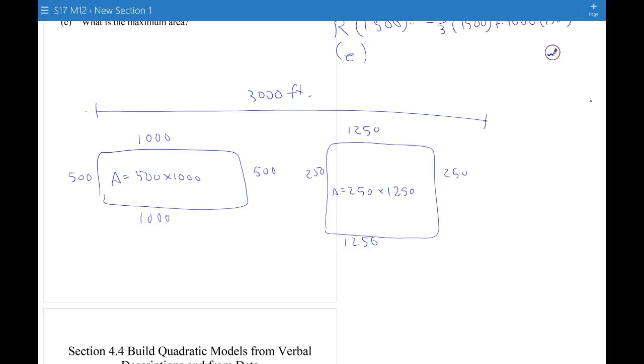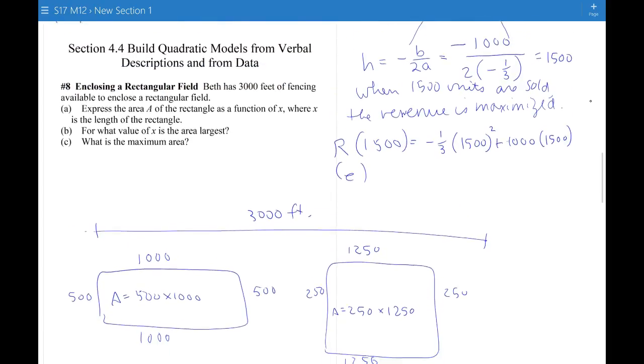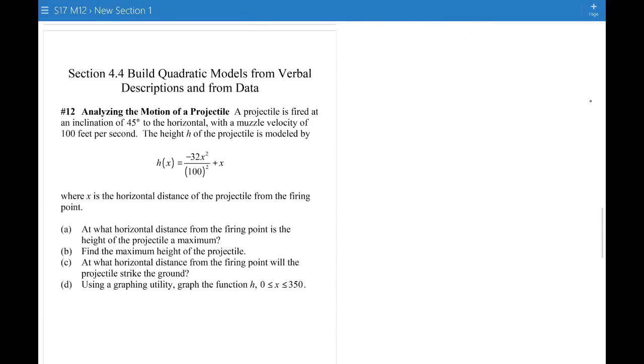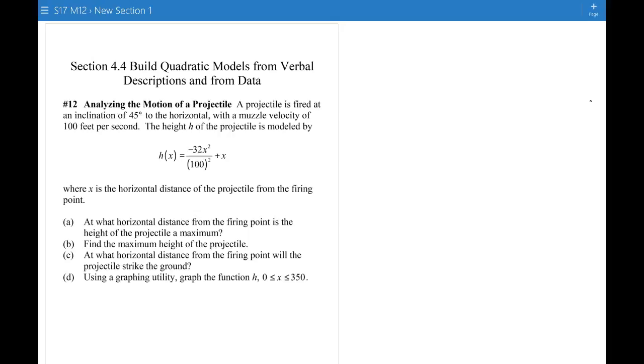So I want you to come up with two other examples of rectangles that would work, that would use the 3,000 feet of fencing, and see what the area is. And then we're going to do the math way of doing it. Okay, and then the last one we're going to look at is a physics type problem, analyzing the motion of a projectile.